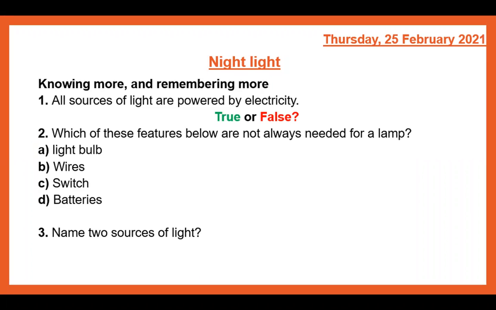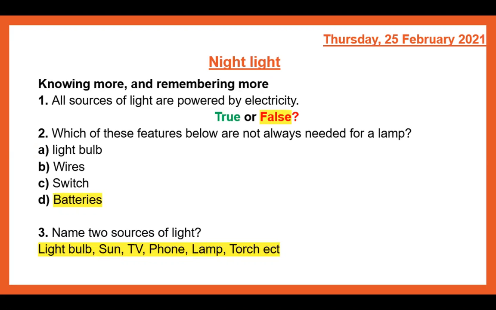And let's see how you did. So the first answer is actually false. All sources of light are not powered by electricity. Some are powered naturally. For example, you have the sun, and the sun is not powered by electricity.